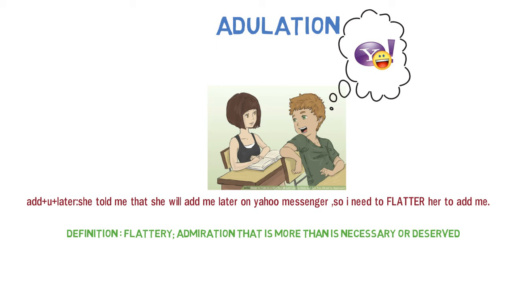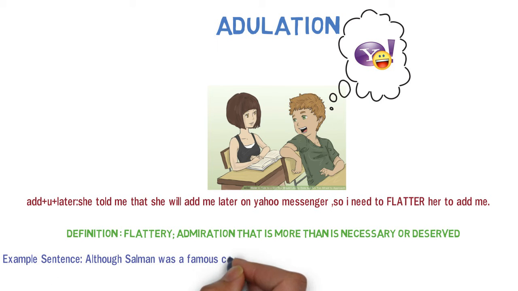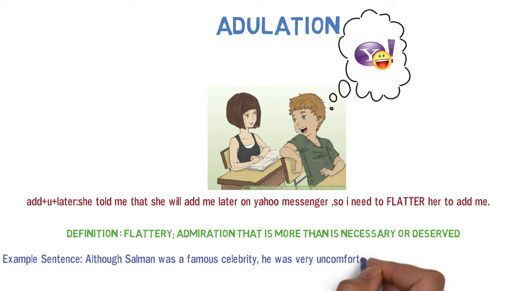Okay, and the example sentence which we can use here is, although Salman was a famous celebrity, he was very uncomfortable with the adulation from his fans. It means Salman is a famous celebrity and he is very down to earth, so he feels very uncomfortable when someone adulates him or when the fans adulate him. Okay.